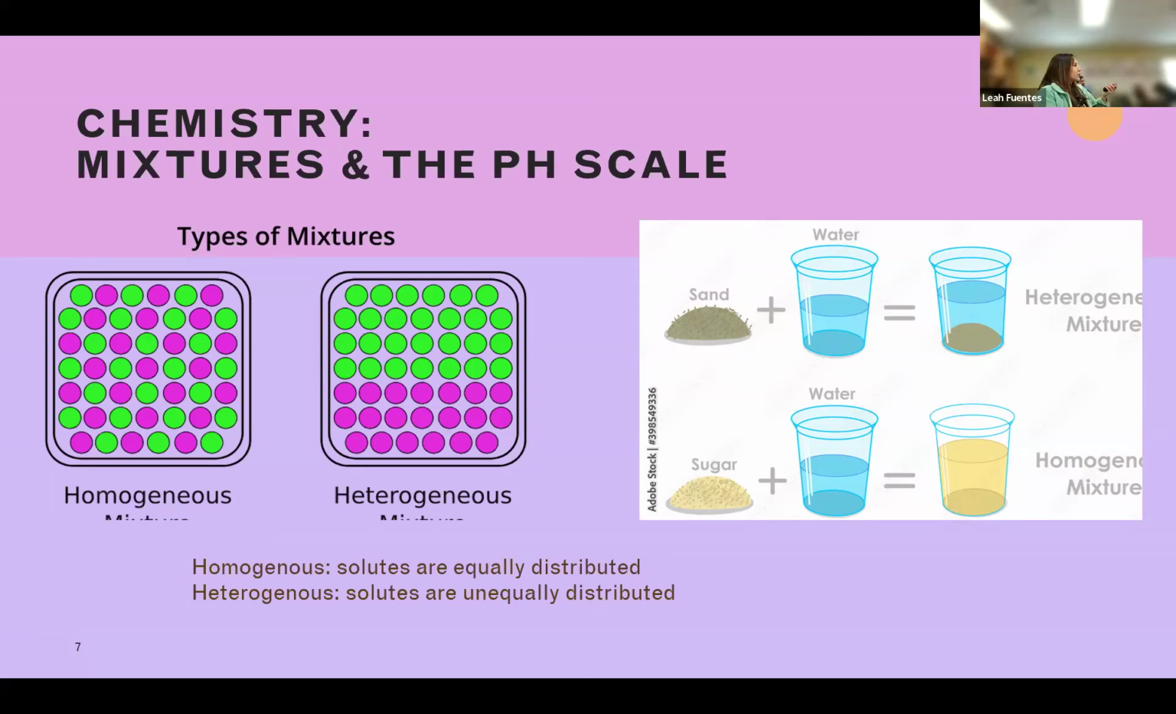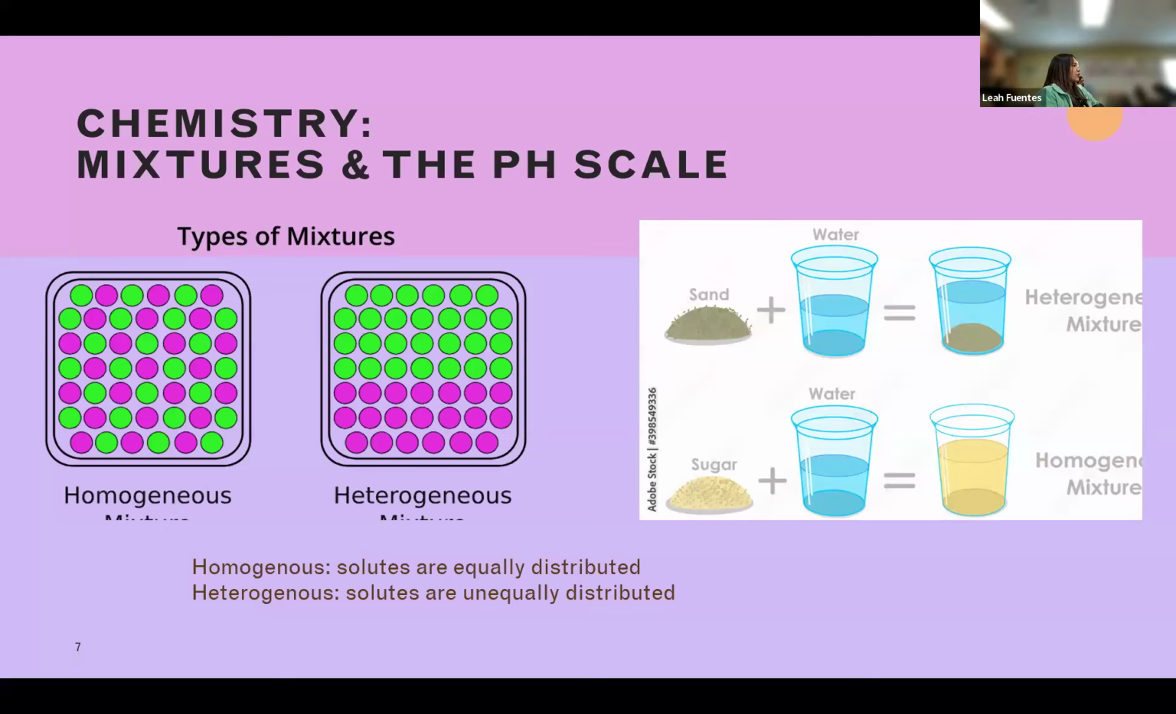So when we cover mixtures, we're talking about homogeneous mixtures and heterogeneous mixtures. Homogeneous are solutes that are equally distributed. So you can see here it has a nice little pattern and it looks really nice and pretty. That is going to be a homogeneous solution, or mixture, sorry. And that is also down here when we have sugar and water, and that's sugar water. It's equally distributed and it creates sugar water instead of just having sugar plus water. So it creates that mixture that's equally distributed.